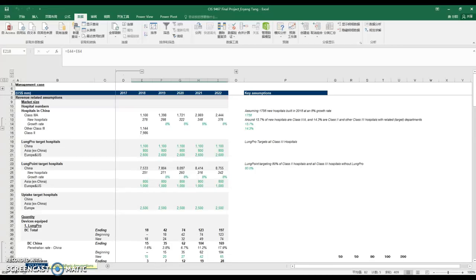So my project is about the valuation model that I created for a pharmaceutical company to determine the future IPO price range as well as its internal rate of return.